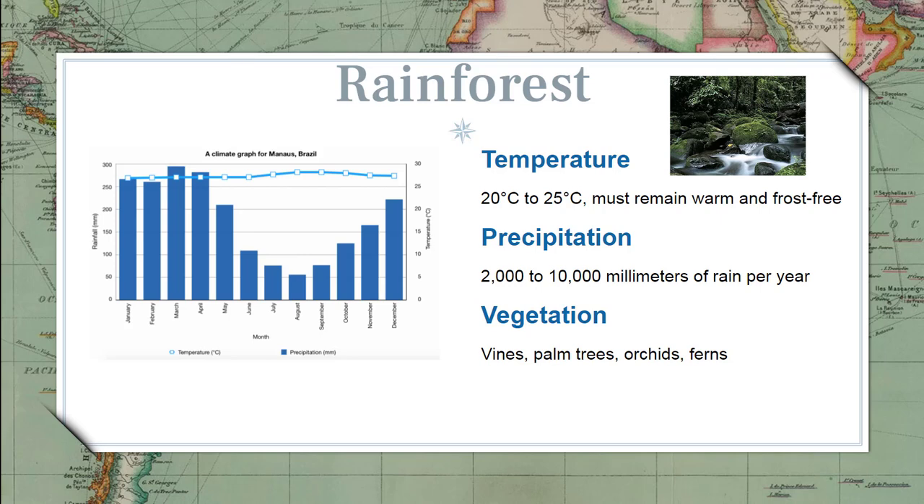We have the rainforest, the opposite of the desert. It's going to be pretty consistently warm or very hot throughout the year. Notice that the temperature stays about the same no matter what month of the year it is, and there's going to be a significant amount of water. The vegetation is going to be things like vines, palm trees, orchids, and ferns, things adapted to living in warm climate with a lot of water.